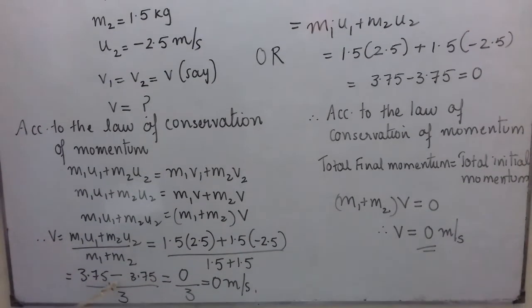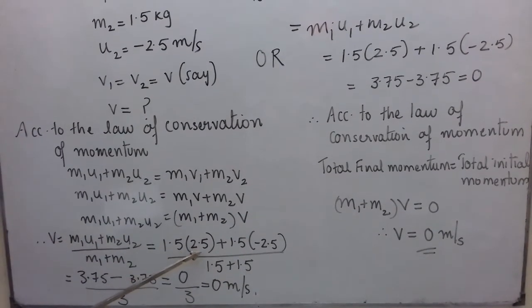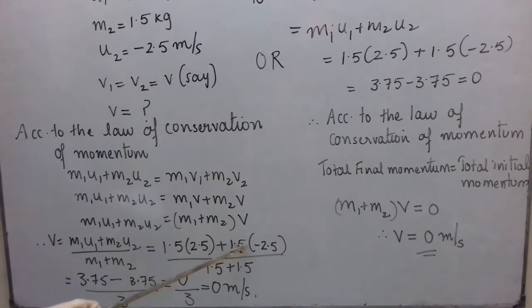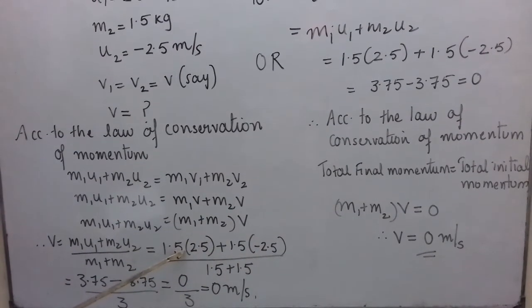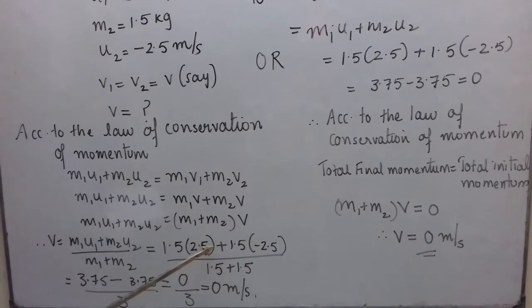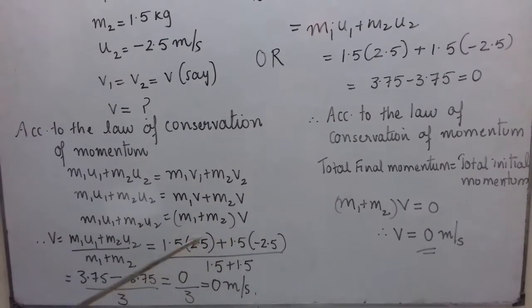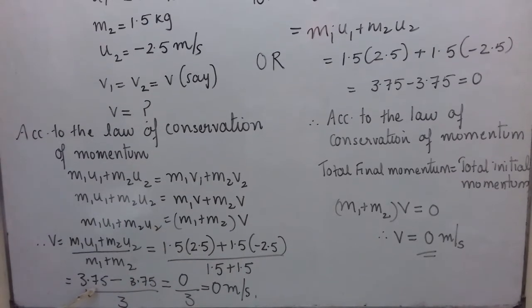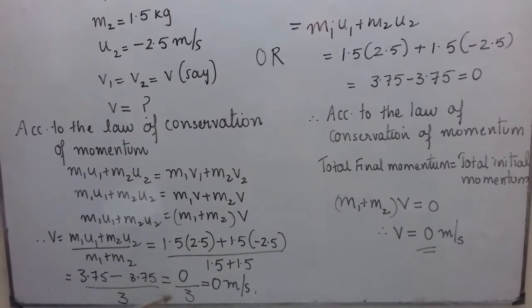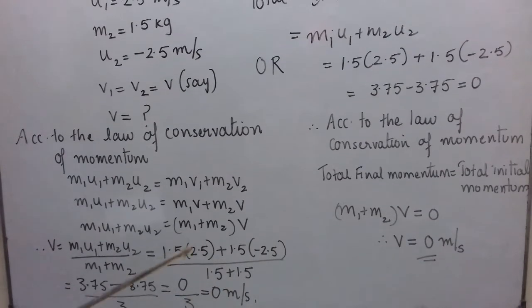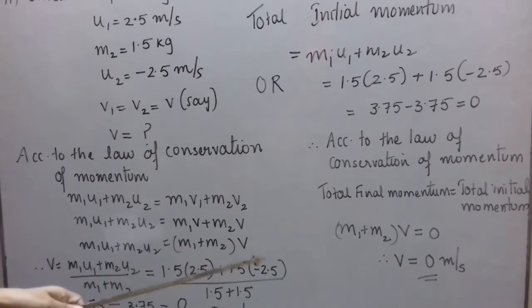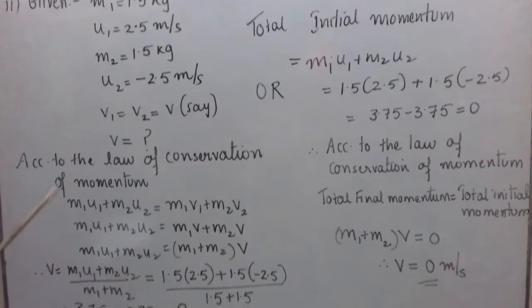So the numerator becomes 0 because the m1 u1 and m2 u2 values are equal. But because the directions are opposite, they are equal and opposite. So the same two terms with a negative sign in between give 0 in the numerator. So v is 0 by 3, that is 0 meter per second.